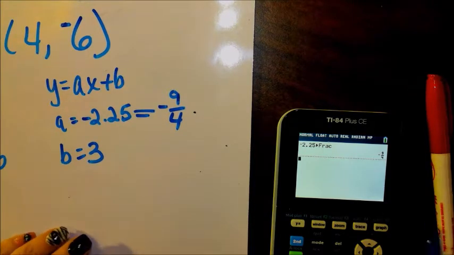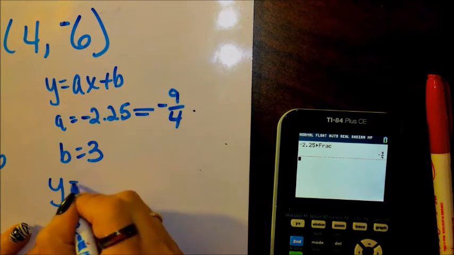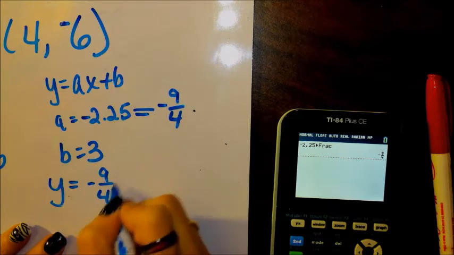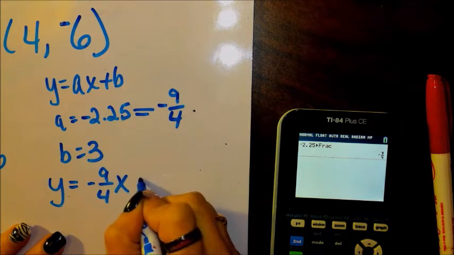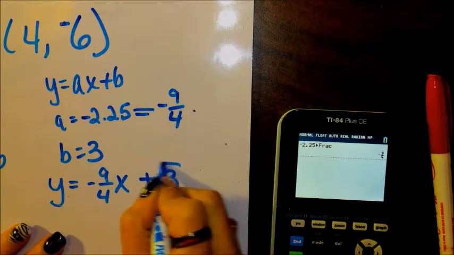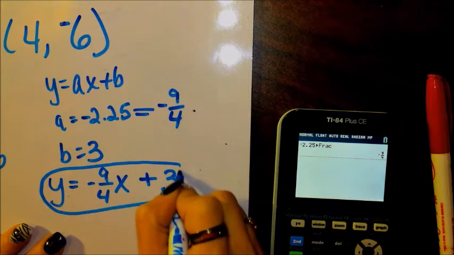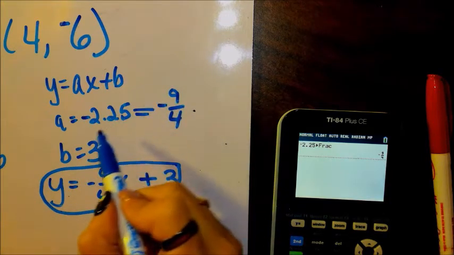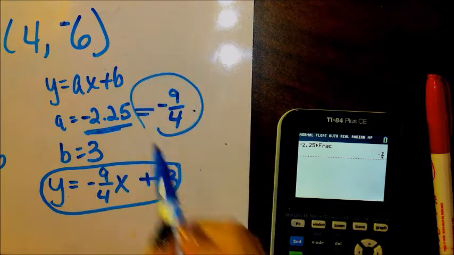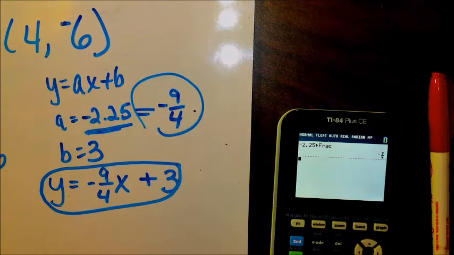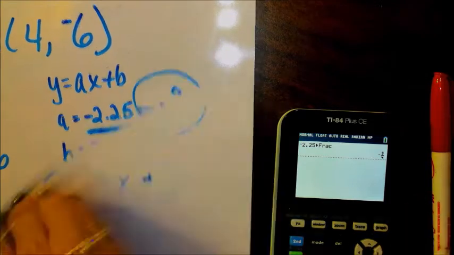All right, and so now I can make my equation. It'd be y equals negative 9 over 4x plus 3. And there it is. So don't give me decimals. You have to give me it as a fraction. Keep that in mind when you're working this. All right, erase your boards. On to the next one.